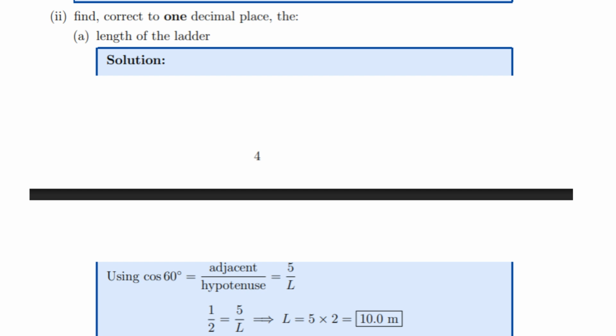The horizontal ground of the building. So over the length of the ladder. So we get cosine 60 to be half. So half is equal to 5 over L. Then we get L to be 10 meters.